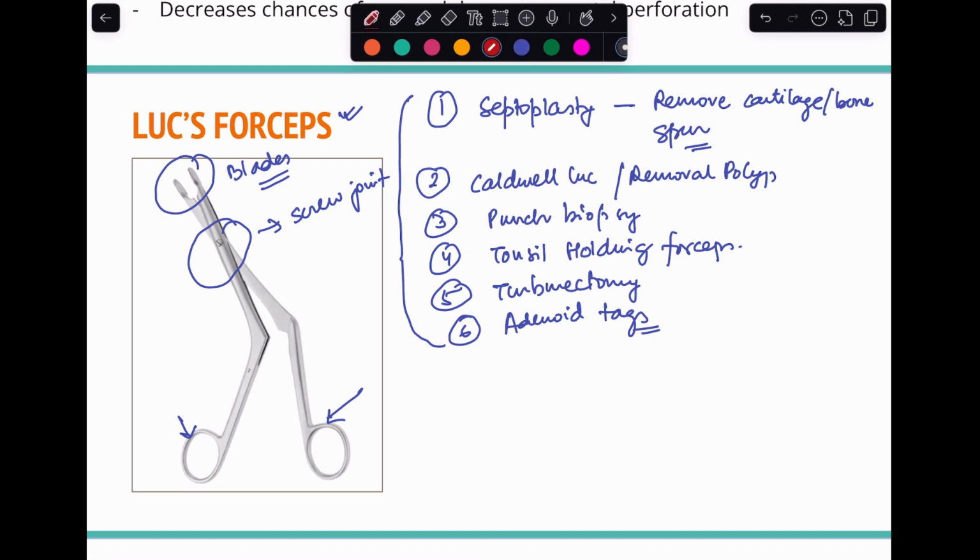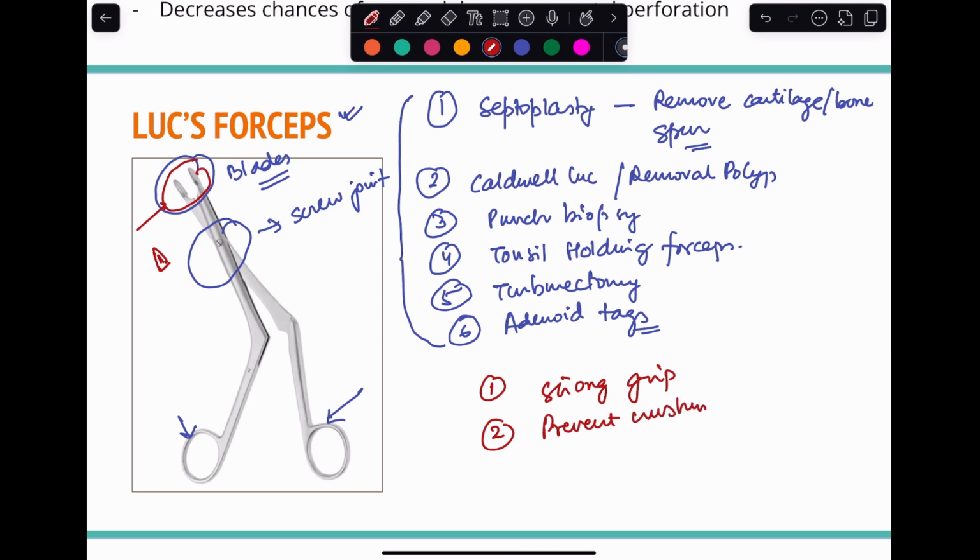Now, the advantages of having this Lux forceps is, first of all, because of the way the blades are, it has a very strong grip on very slippery mucosa. And these fenestrated jaws that you're seeing, these jaws prevent any form of crushing when you're trying to remove any tissue. So what happens is when you hold with the help of these fenestrated jaws, the tissues bulge out through the fenestra in it. Therefore, these tissues do not get crushed. That is one important reason why we use Lux forceps to do punch biopsy.